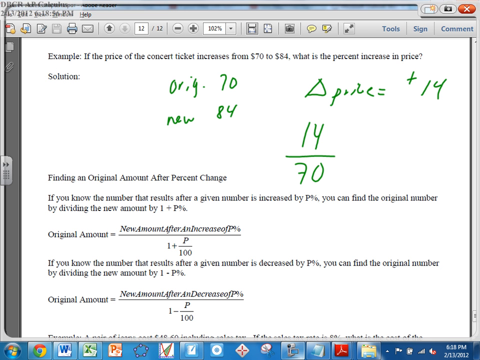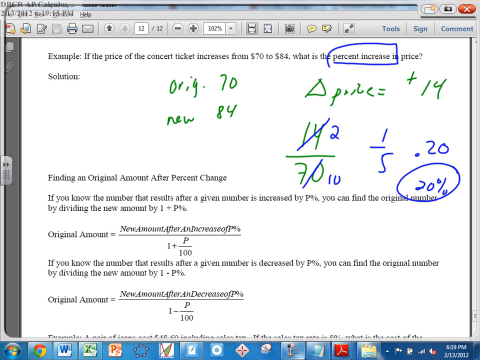I can say to myself, let me reduce. Reduce by a factor of 7, please. This becomes 2 out of 10. 2 out of 10, though, is 1 out of 5. 1 out of 5 as a decimal is 0.2. So what's the percent increase? What is 0.20? 20% increase.